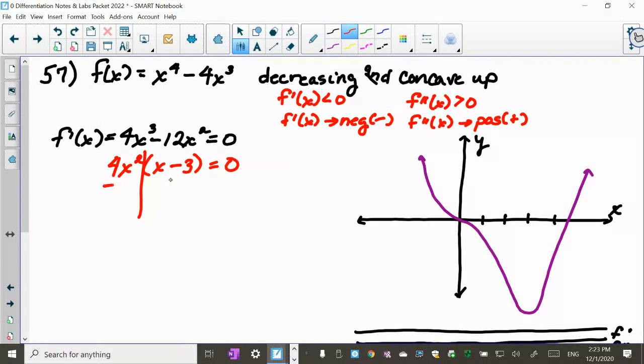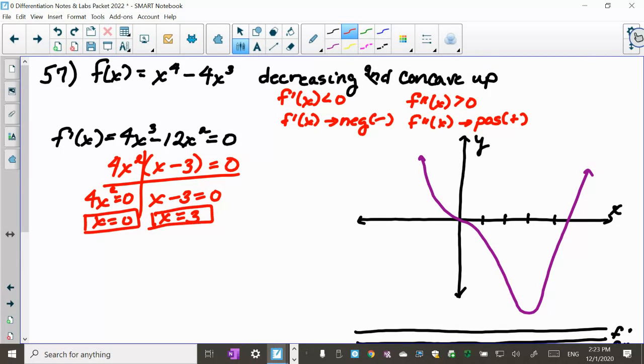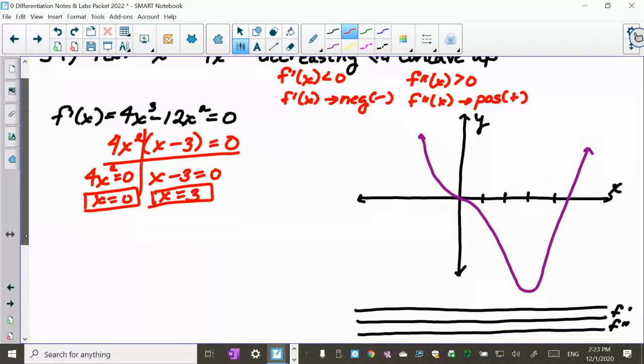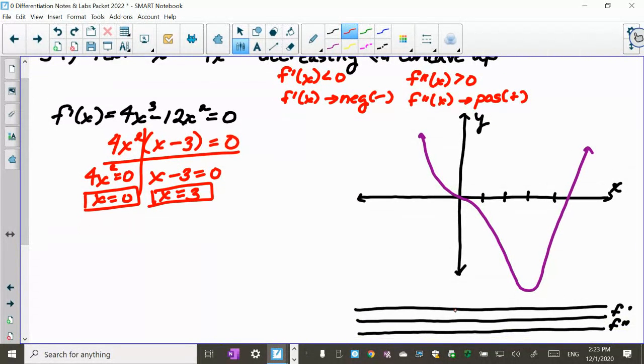Draw your big T. 4x squared equals 0. Yes, show this part. x minus 3 equals 0. So x is going to be 3. And if I divide by 4 and take the square root, x is 0. So here are the 2 points on my graph where the slope is 0, or my turning points. So I'm going to come over here, and right here is where it's 0. And that 1, 2, 3 is a turning point.